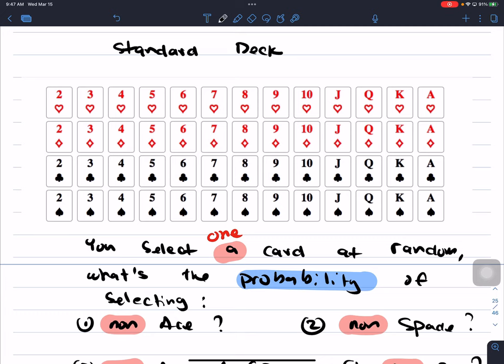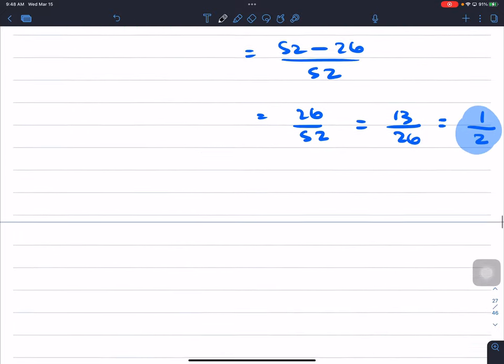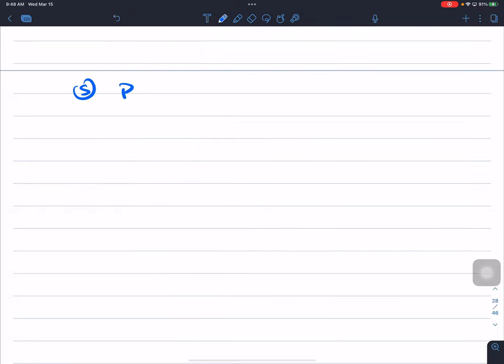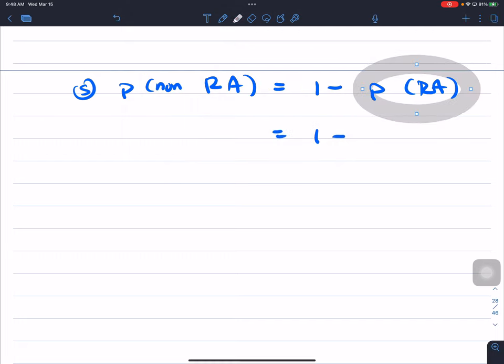What's the next question on the complement rule? A non-red ace. Okay. Probability you select a non-red ace. I'll say RA for red ace. That's 1 minus the probability of selecting a red ace. Okay, so we're going to have to know this question. And this question's in our notes, by the way. Okay? Right? So remember, complement rule.